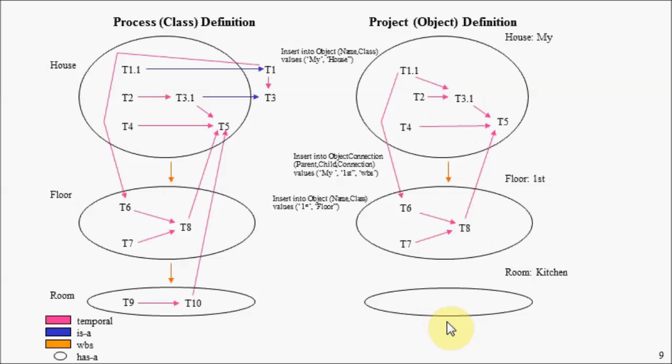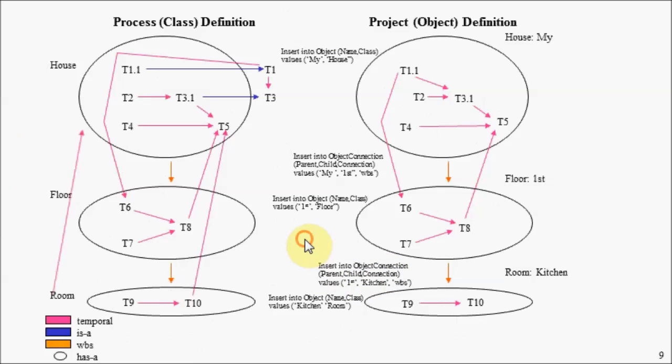Continuing, let's assume we would like to instantiate a room, and let's call it a kitchen. So here we're inserting into our object table again, calling it kitchen of type room. And again, Tcsql behind the scenes will instantiate our tasks here and create a temporal relationship. Let's assume we would like to connect our kitchen to our first floor here. So we insert into our object connection table. And again, Tcsql behind the scenes will connect our tasks that cross entity boundaries here.